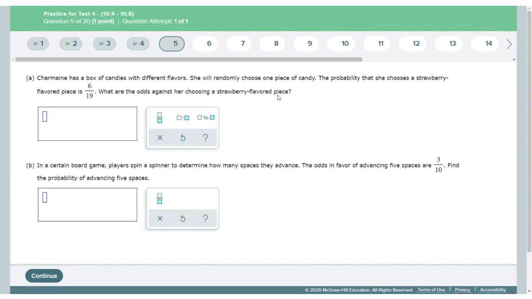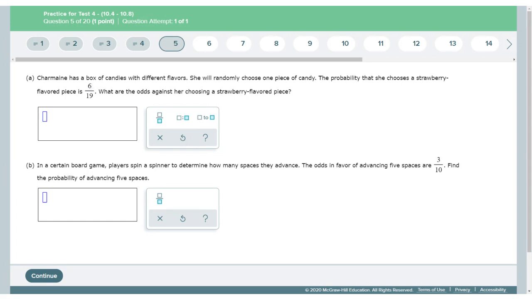Now, remember that when we're dealing with probability, there's a probability of something happening, and then there's its complement of 1 minus its probability. So what would be the probability of not getting a strawberry candy? If this is the probability of getting a strawberry, what's the probability of not getting a strawberry?